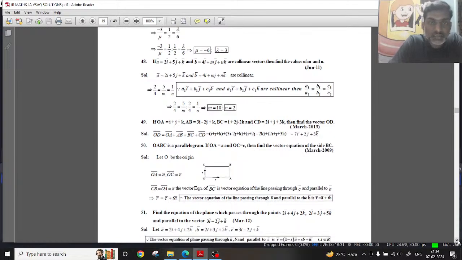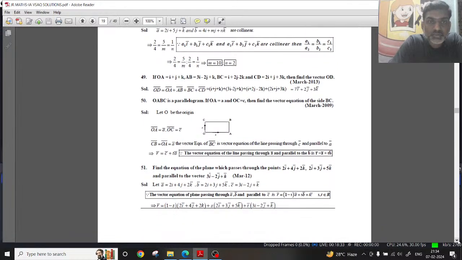This is also just a substitution, sir. Question number 49, small question. Question number 50, parallelogram is given. Find the vector equation of the side BC, they are asking. Vector equations are important. Related to vector equations also we can expect one question.